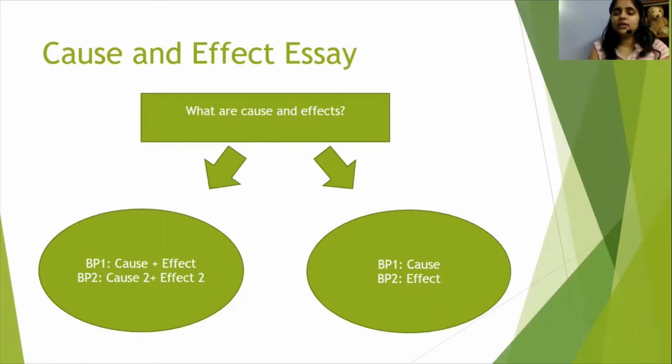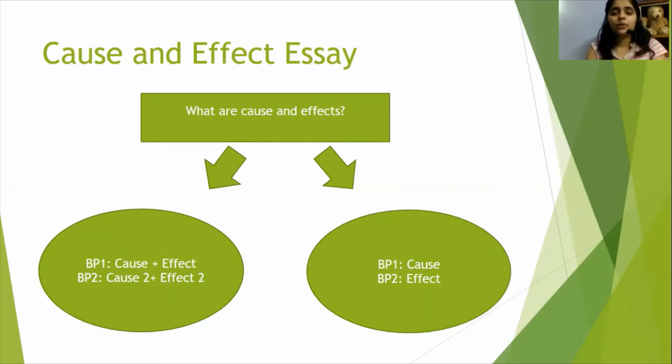So when you get a cause and effect essay, there are two ways in which you can answer your questions. The very first way is that in body paragraph 1 you mention the cause plus the effect of it, and in the second body paragraph you give a new cause and give an effect of it.